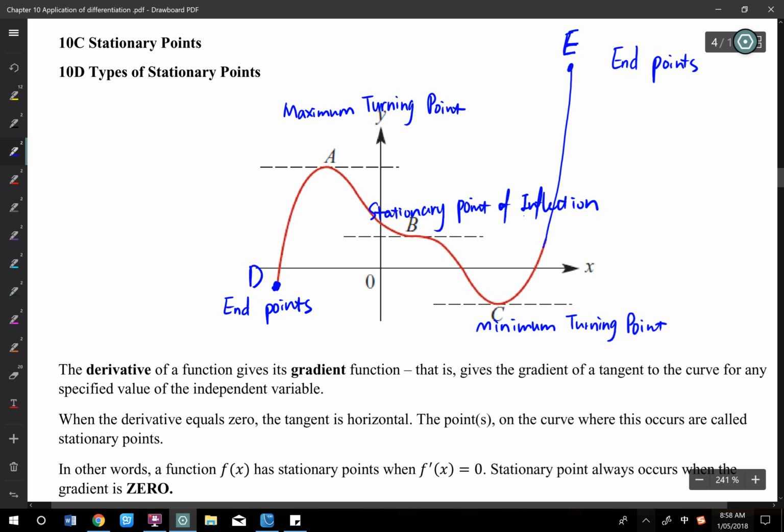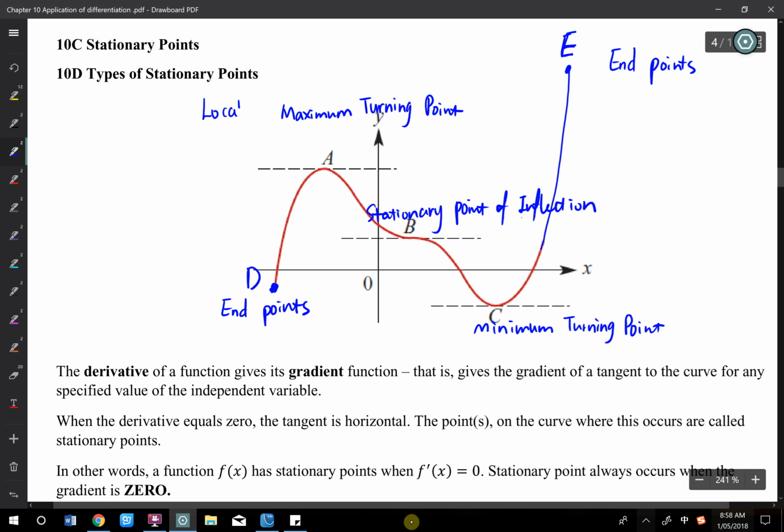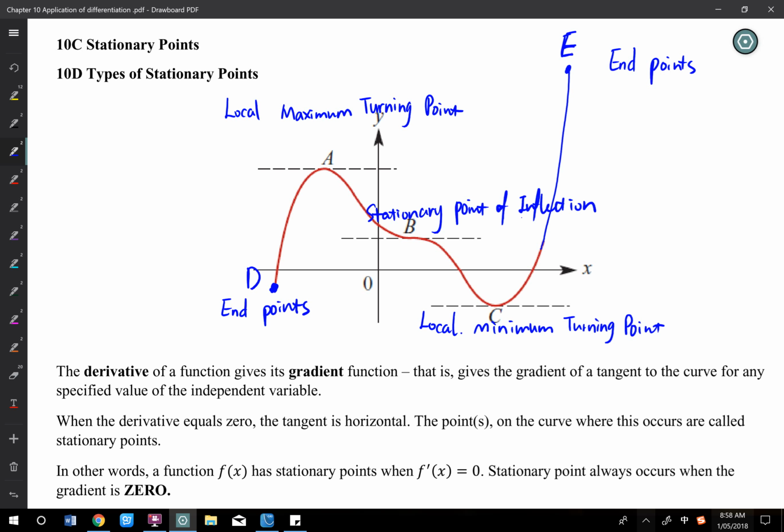Okay, instead of saying maximum turning point and minimum turning point, I will add the word local in the front. Local maximum turning point and local minimum turning point. Why I would add the word local is only for this small area, the local area, it is the minimum, it is the maximum. But we look at the big picture for this one.